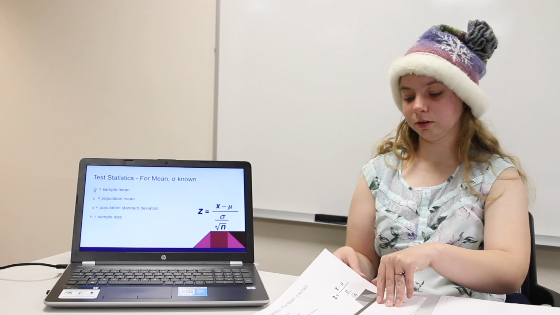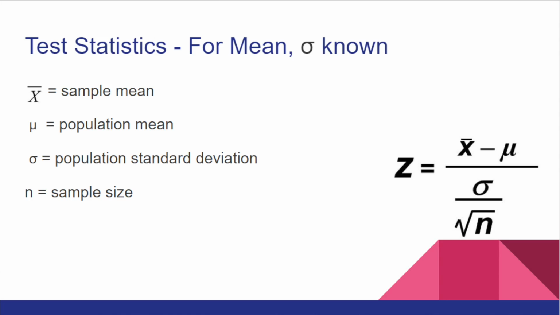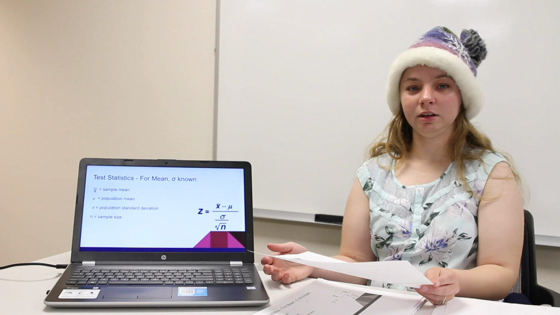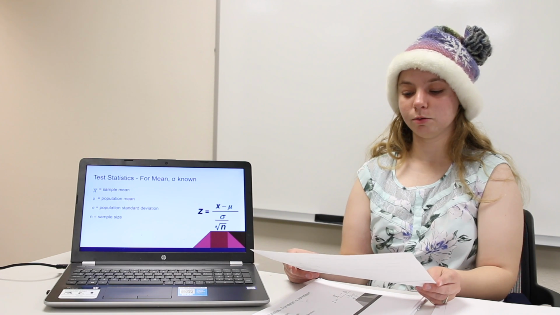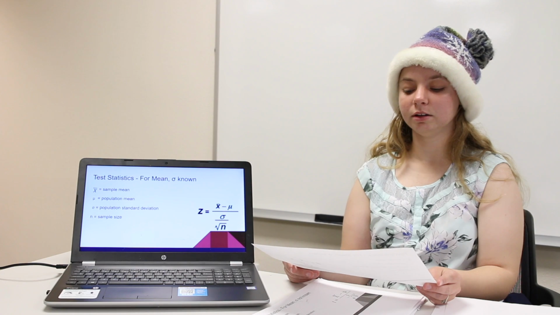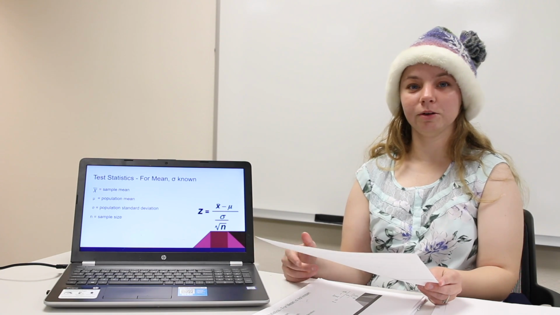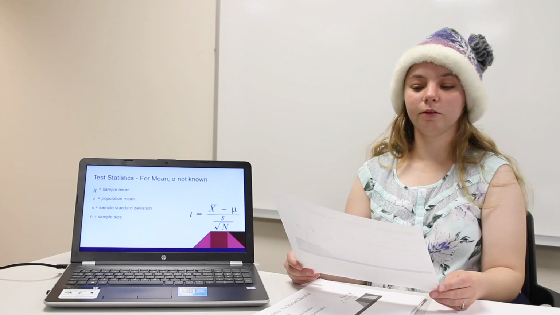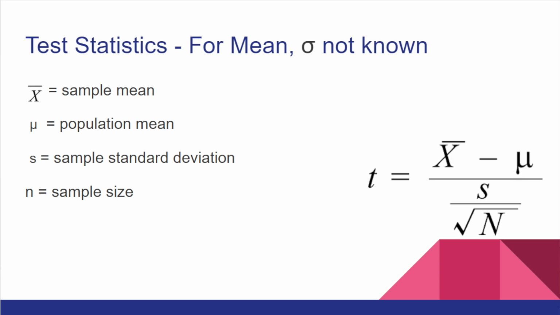A test statistic for the mean, sigma known, is: x bar equals sample mean, mu equals population mean, sigma equals population standard deviation, and n equals sample size. So the formula would be z equals x bar minus mu divided by sigma divided by the square root of n. The test statistic for mean, sigma not known, is really similar.